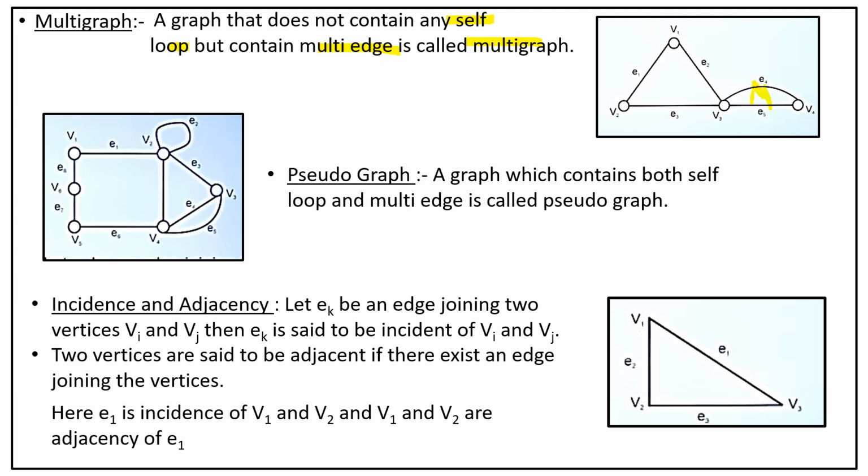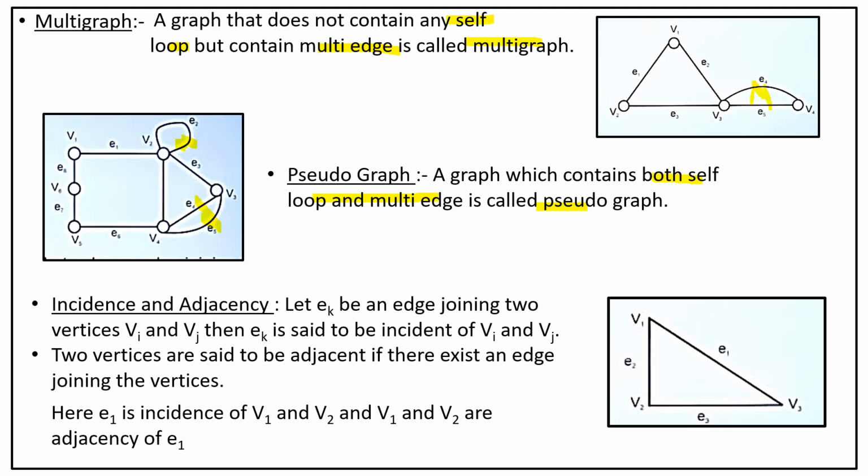Now coming to pseudograph. A graph which contains both self-loop and multi-edge is called a pseudograph. If we consider this example, we can see that it contains a self loop and it also contains a multi-edge. So this type of graph is known as a pseudograph.